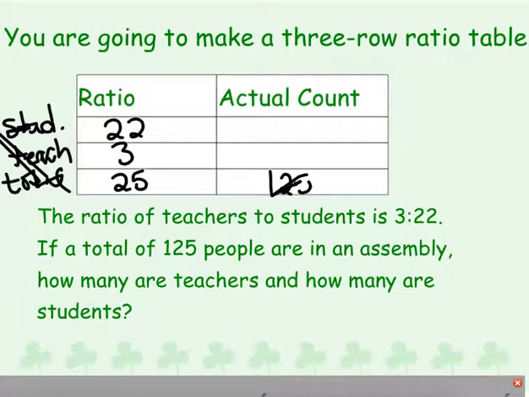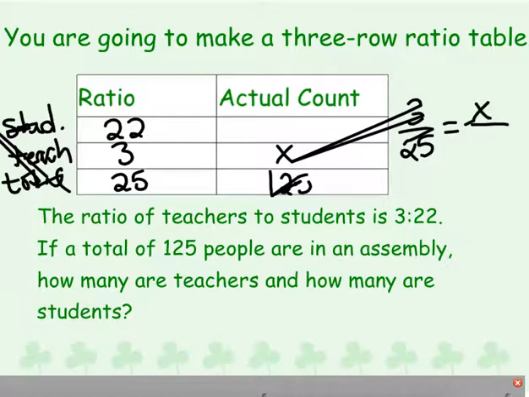Well, there's a couple ways to go about it. One is we can set up some proportions and say, maybe I want to find the teachers first. And I can set up saying 3 over 25 is equal to x over 125. And I can solve this with our normal proportion methods. I can use cross multiplication, I can simplify fractions, or I can see that there is a scale factor of times 5. So I'm going to do that on both sides. And I find that there are actually 15 teachers in the room.